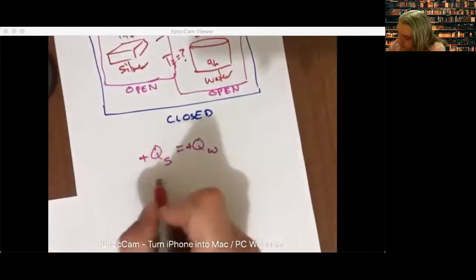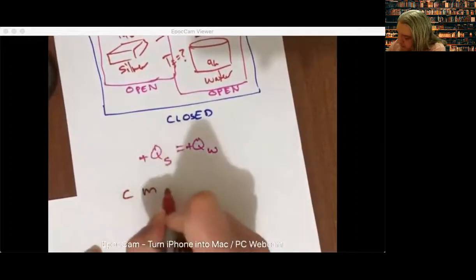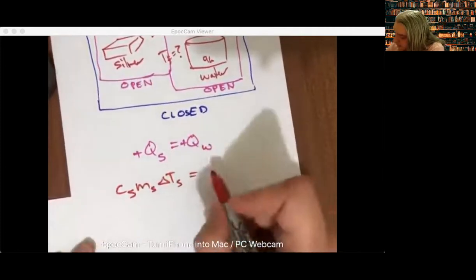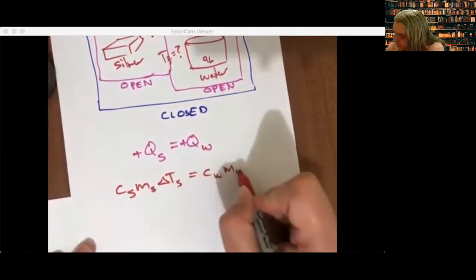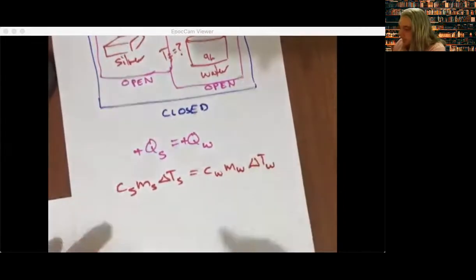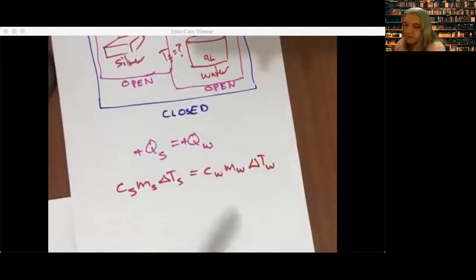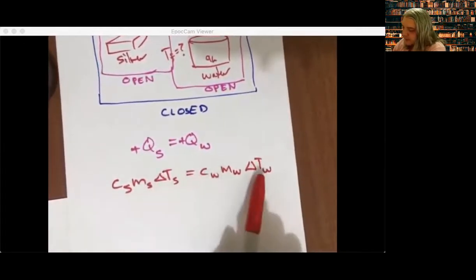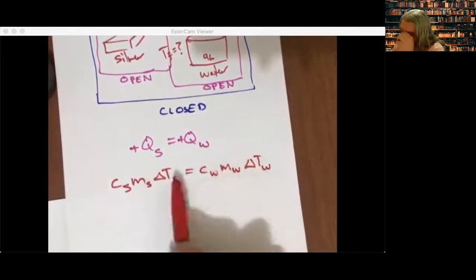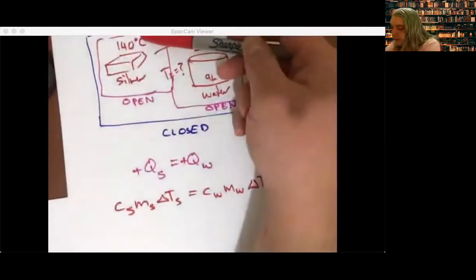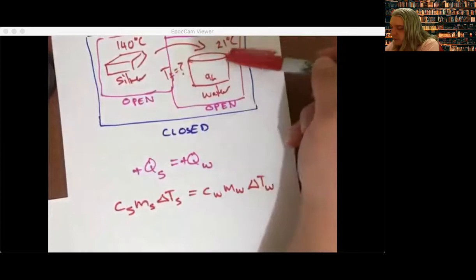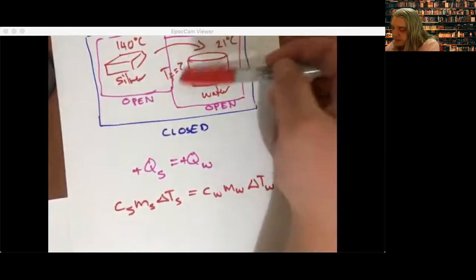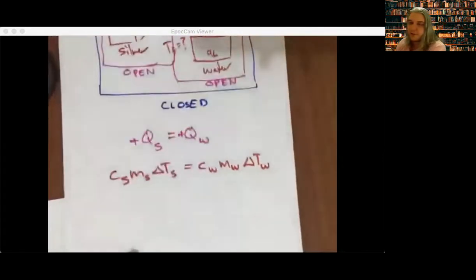And of course, we all remember that Q is equal to C times M times delta T, and this is for silver. And that is equal to C for water times mass of water times delta T for water. Now, unlike the lead vat question, where we were given delta T and they both changed by the same delta T, here the delta T is going to be different on both sides, because the silver is dropping from 140 to some middle temperature, and the water is going up from 21 degrees C up to some temperature. And that temperature has to be the same for both because we're reaching thermal equilibrium.